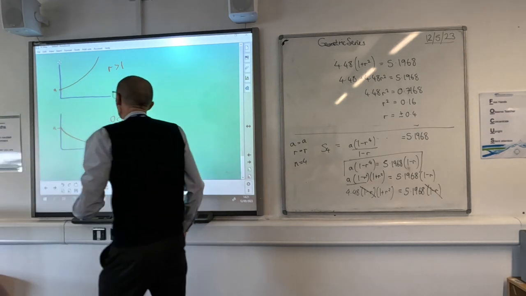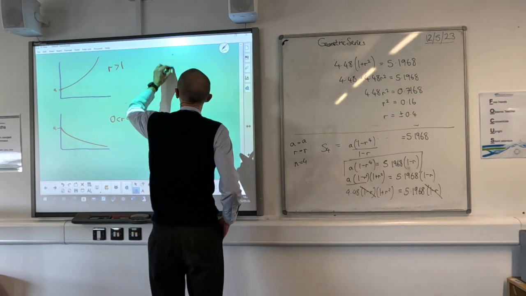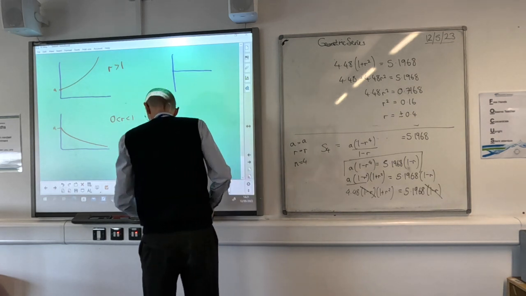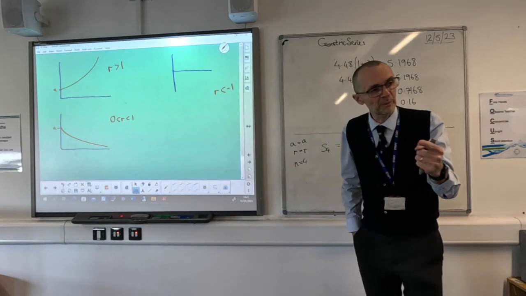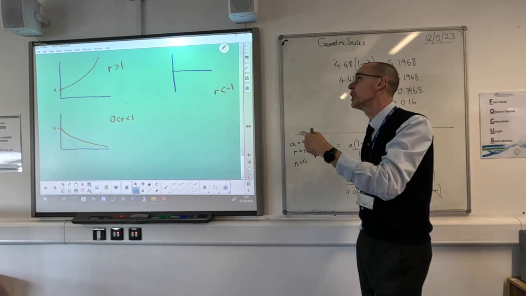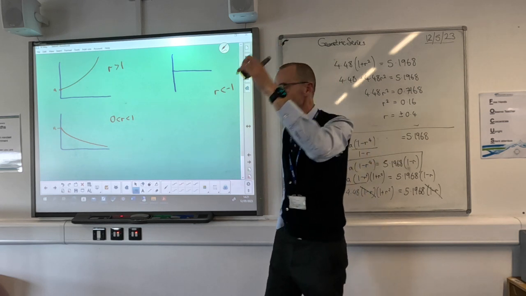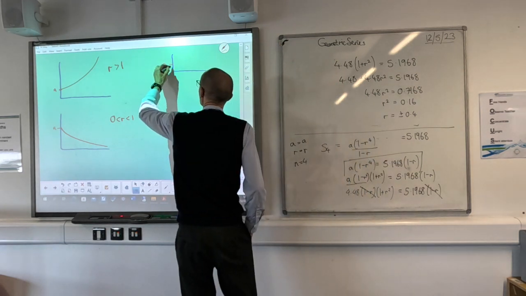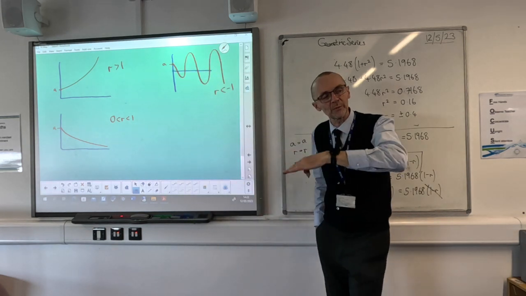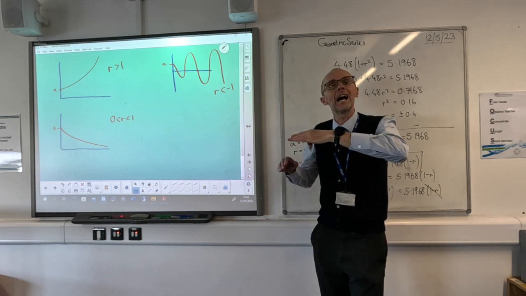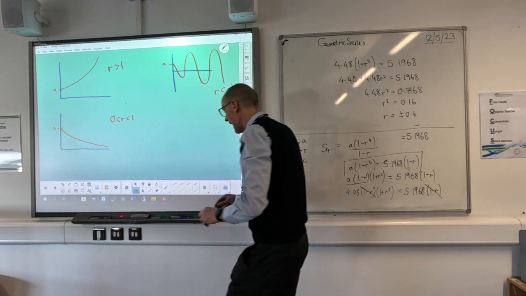If R is less than minus 1, so you're multiplying by a negative number smaller than minus 1, I'm assuming that it starts on a positive value, you get it going like that, isn't it? It's oscillating between positive and negative, and each oscillation takes you further into positive and further into negative.